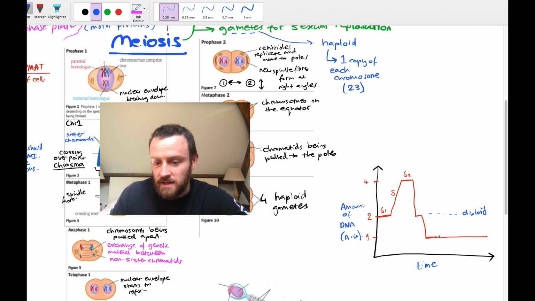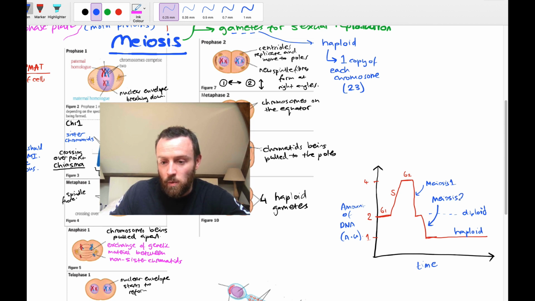Tablet being weird, and down here this is haploid. Okay, so we have synthesis phase, a bit of G2. This would be the first division, so meiosis 1, and this would be here. This would be the second division here, meiosis 2. So just be aware of that sort of graph.